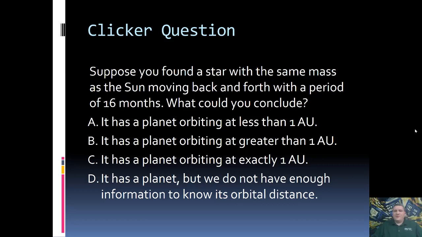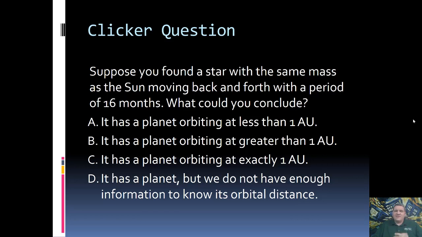All right, so we're looking at how the star is wiggling. In this case, we're either looking at Doppler shift or maybe astrometric. But the important piece is that it takes 16 months. In our own solar system, with a star the same mass as the sun, the Earth would cause the sun to wiggle back and forth in 12 months, right? It takes 1 year for the Earth to orbit around the sun, and the Earth is at 1 AU.